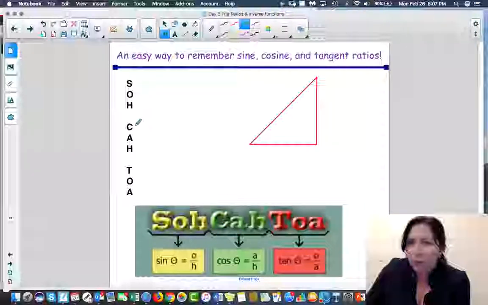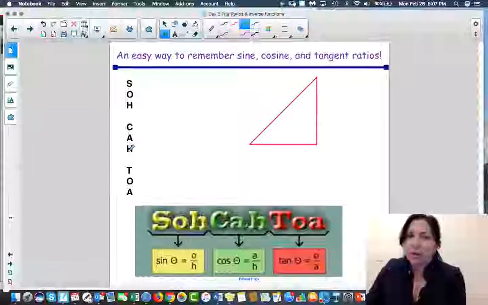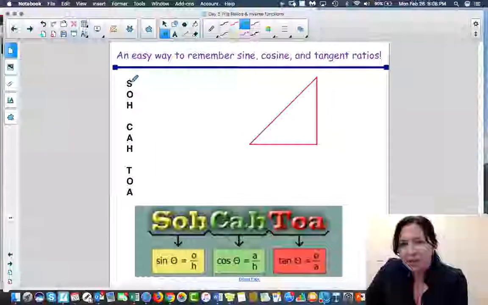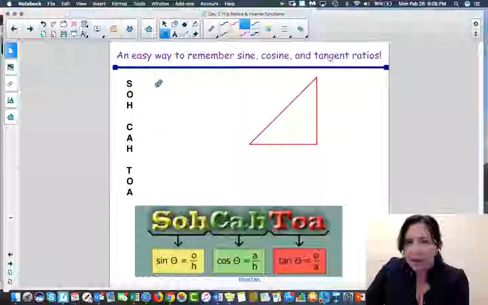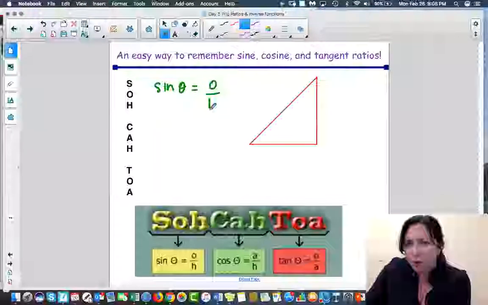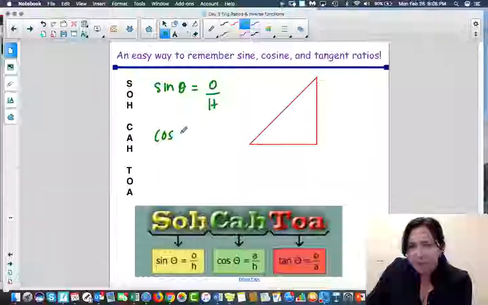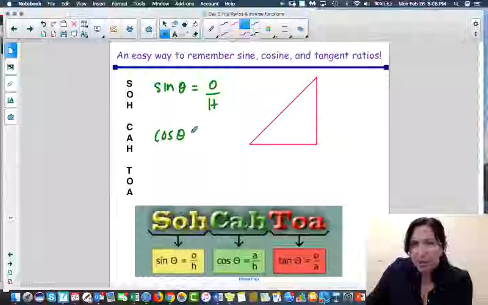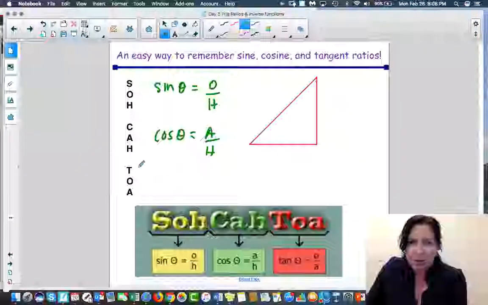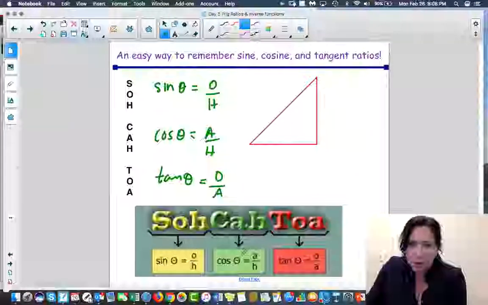So we call this SOH CAH TOA. Try to practice that a little bit, saying that. You say SOH CAH TOA, SOH CAH TOA. And what the little mnemonic says is, S stands for sine. So the sine of an angle is equal to the opposite side over the hypotenuse. CAH, the cosine of an angle, and this is theta, by the way, is the adjacent side over the hypotenuse, and the tangent of an angle is equal to the opposite side over the adjacent side.